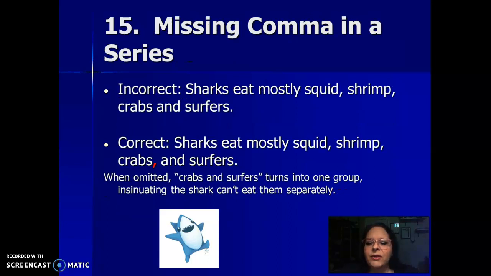A missing comma in a series. Sharks eat mostly squid, shrimp, crabs, and surfers. Well, this is that Oxford comma. When do you use it? If those last two items aren't supposed to be together as one thing, then separate them with that comma. So it's squid, comma, shrimp, comma, crabs, comma, and surfers.